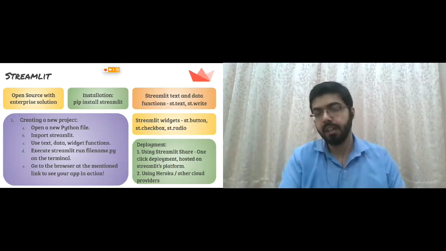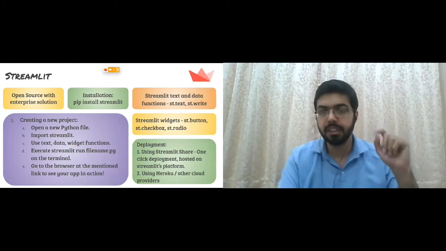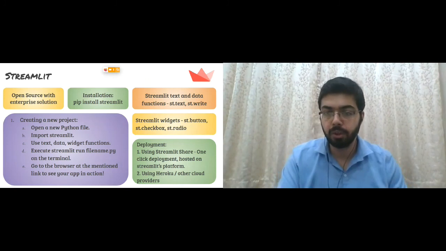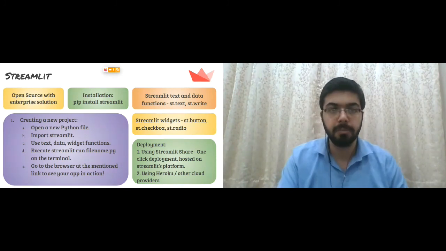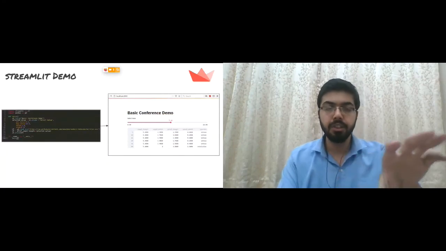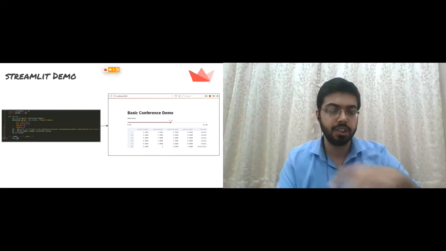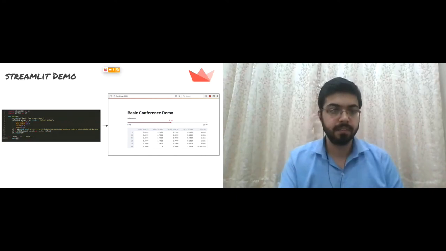On the deployment front, you can use Streamlit Share, which is a new cloud offering that they have come up with. You just create a Streamlit app, click on the deployment, and it's already ready for you to share. Or you can use Heroku or other cloud providers for sharing purposes. Again, if you look at the demo, the number of lines that it requires is very minimal. You just need 4 or 5 lines to get a demo of this kind running.